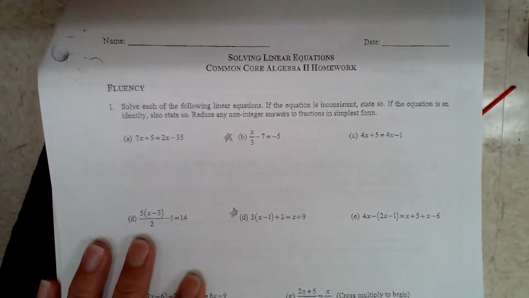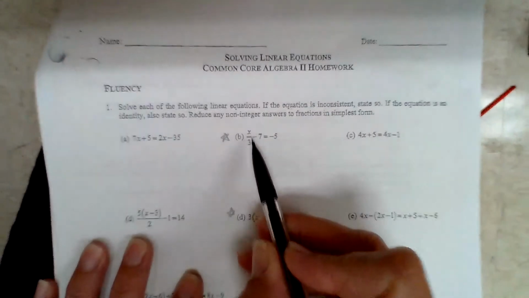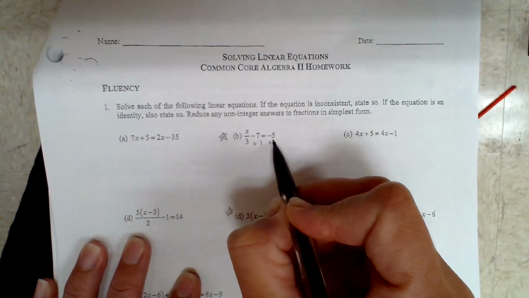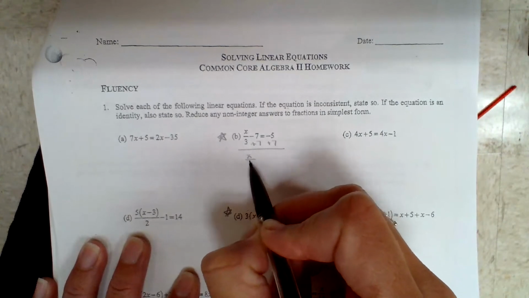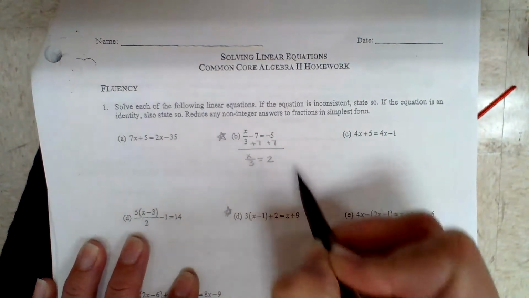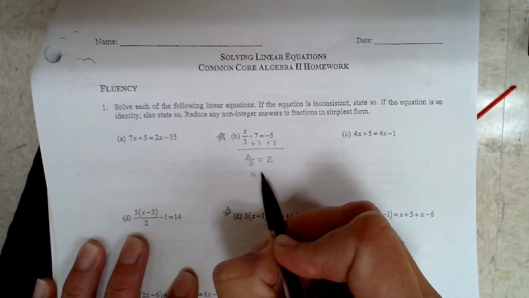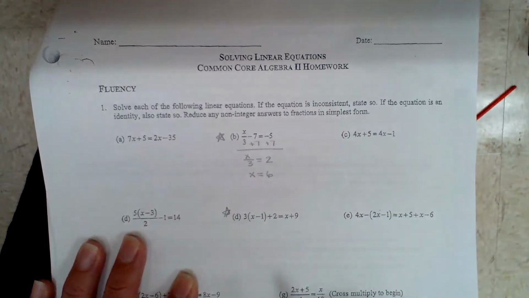First on the front part B, when I'm solving and trying to get x all by itself, I'm just going to add 7 to both sides. x over 3 equals 2. Multiply by 3 on both sides, and I'll get x equals 6. So it can be that simple.